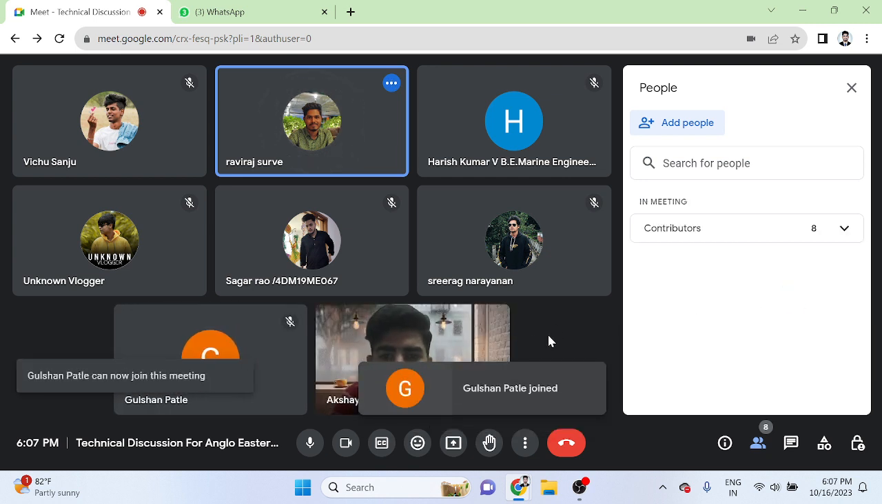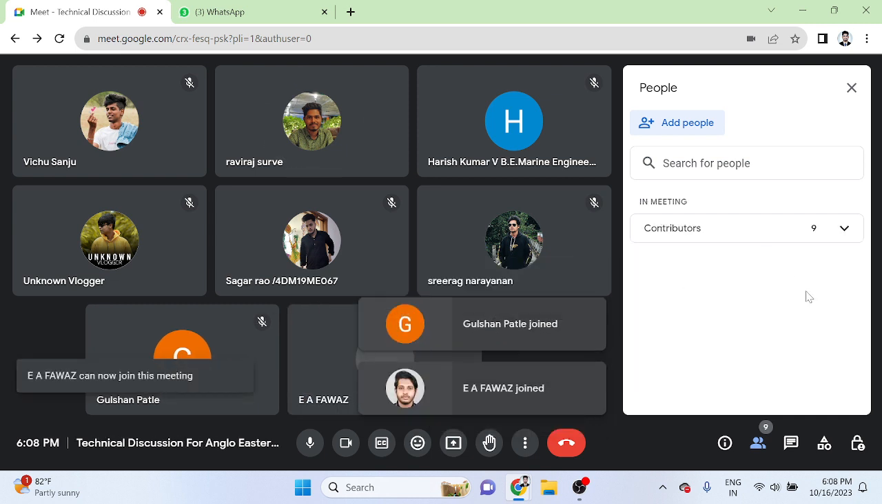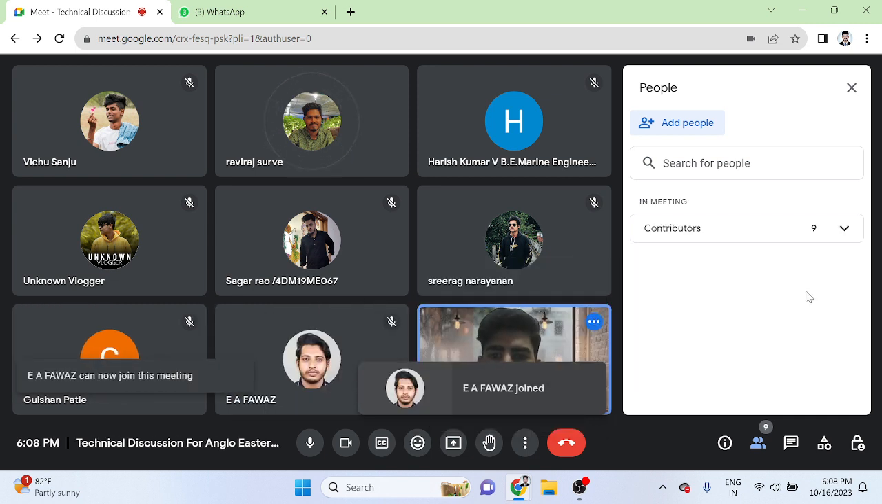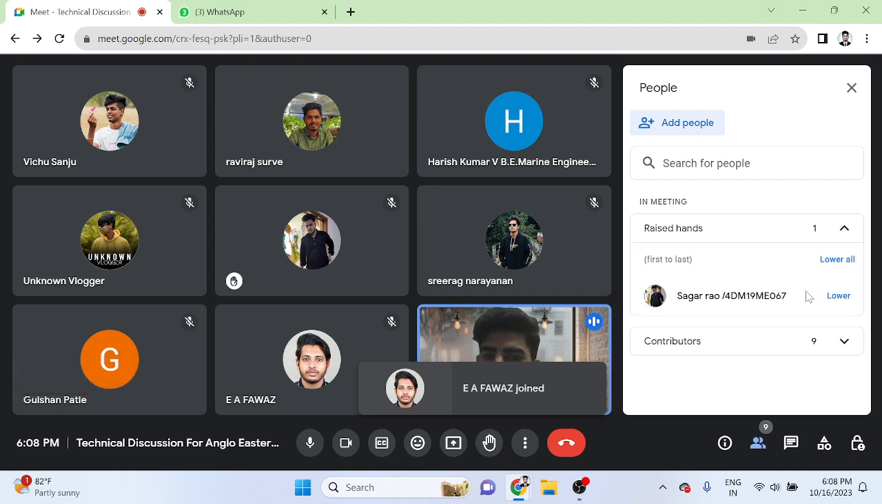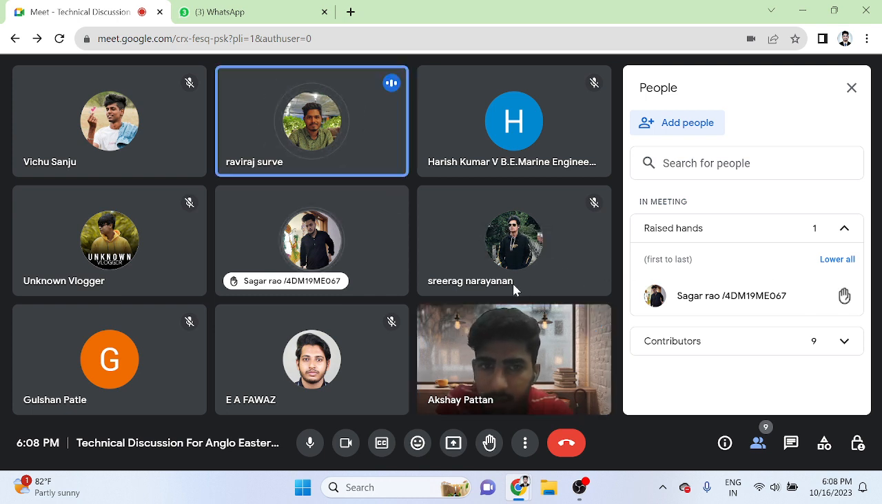Can anybody explain how the pressure is created at the suction side of the centrifugal pump? Anyone? How is the pressure created at the suction side of the centrifugal pump? Yeah, Sagar, you have raised your hand.